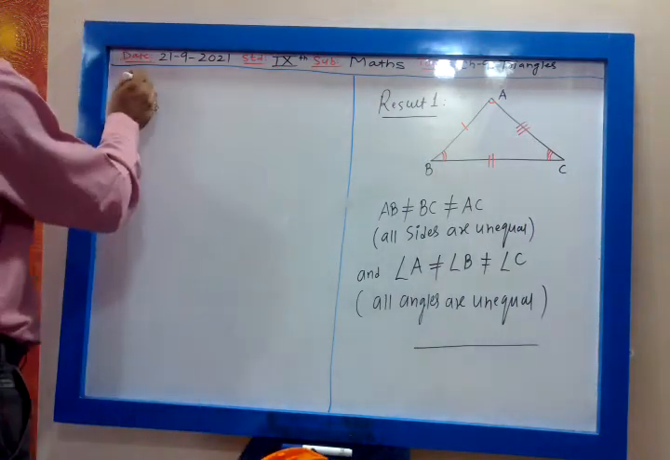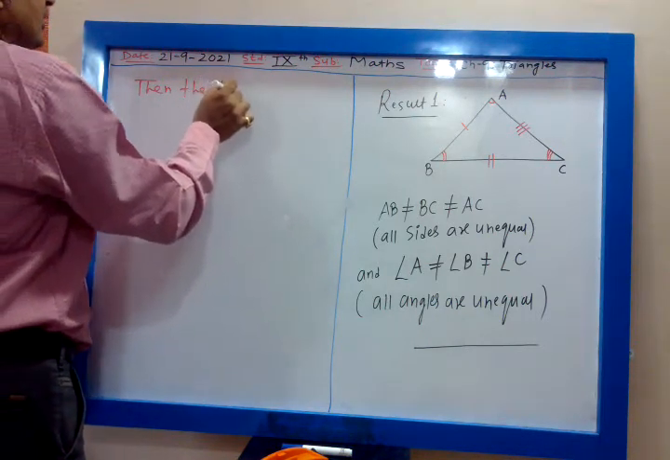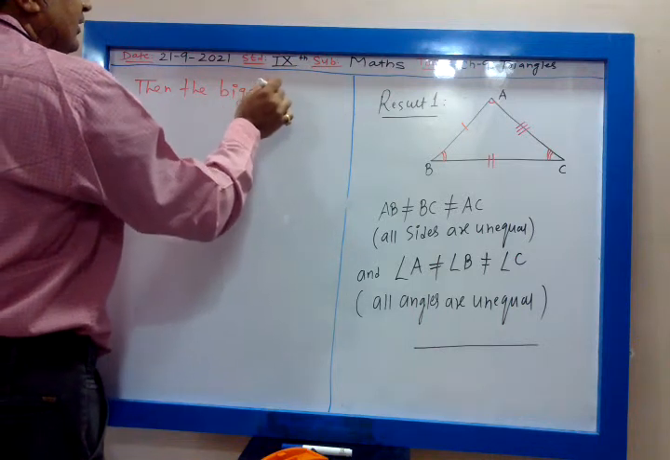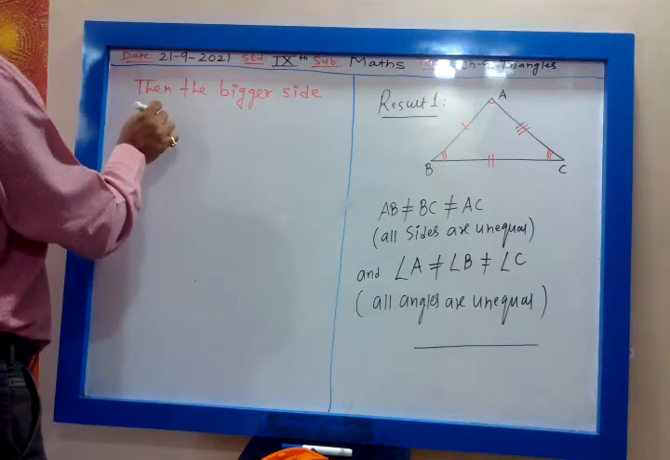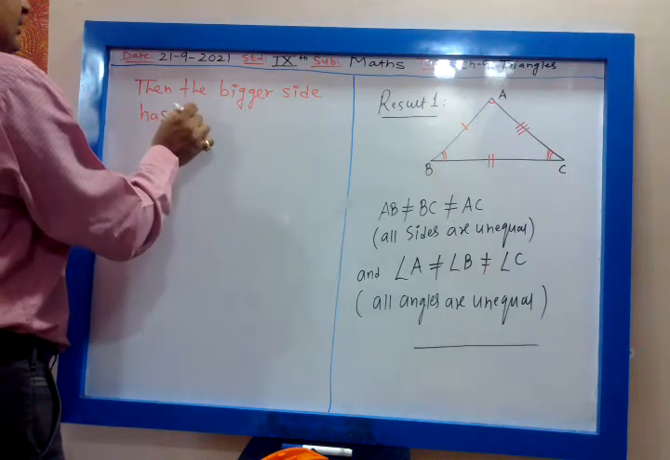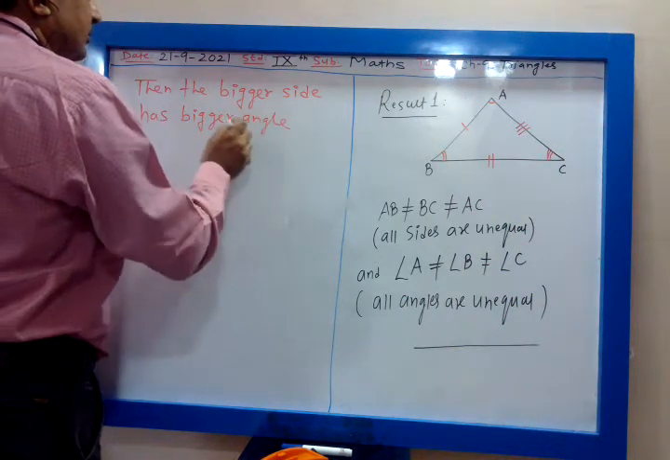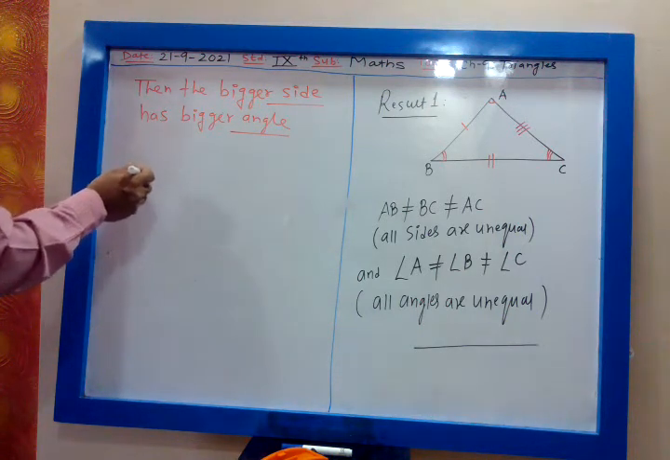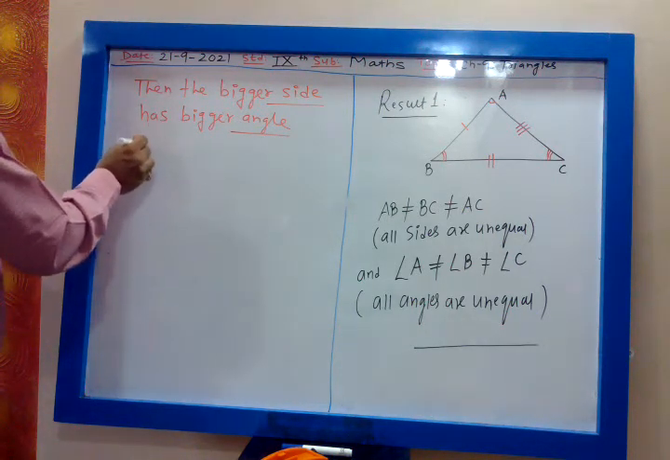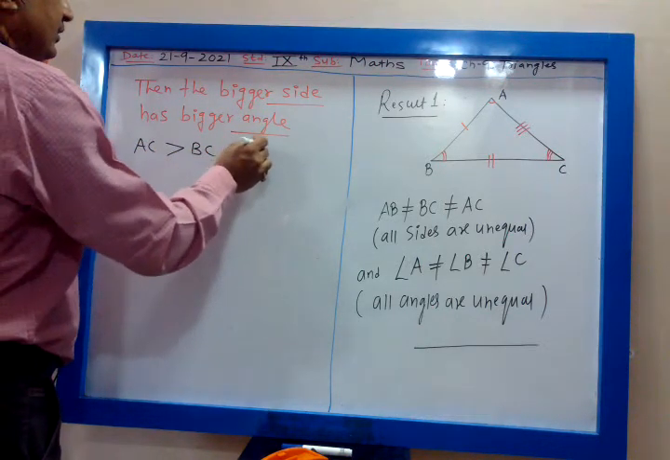So what is the result? The bigger side has the bigger angle. Bigger side has bigger angle. This is the result. Suppose we are writing AC greater than BC greater than AB.